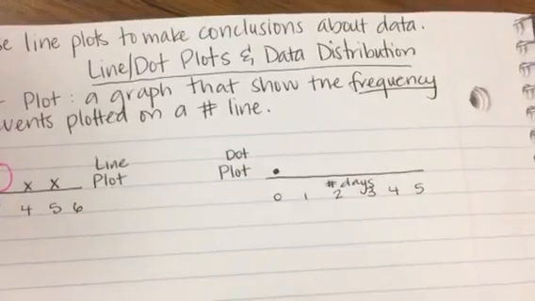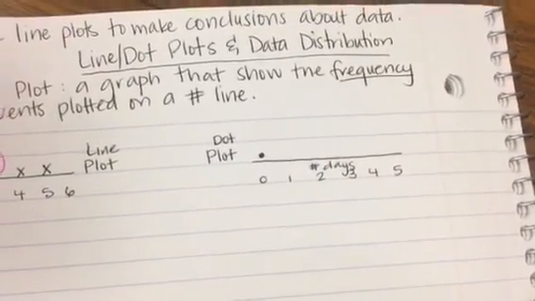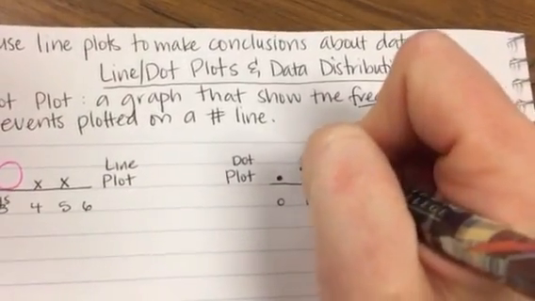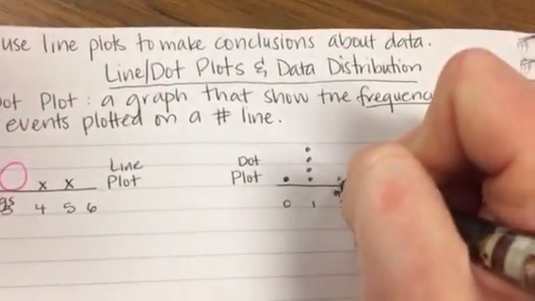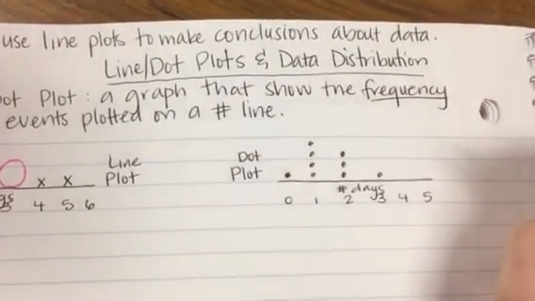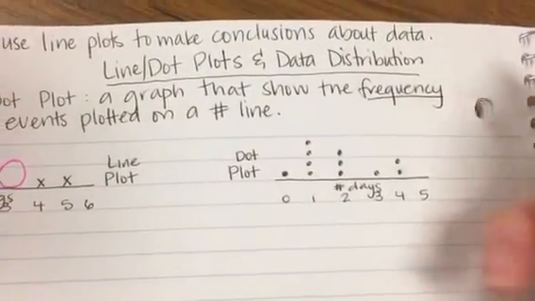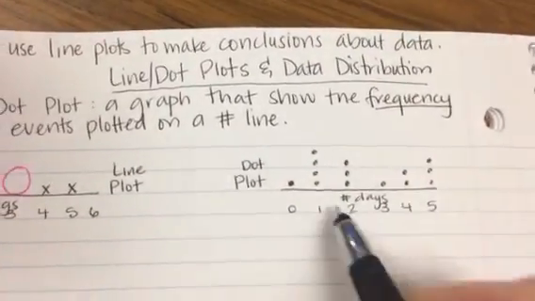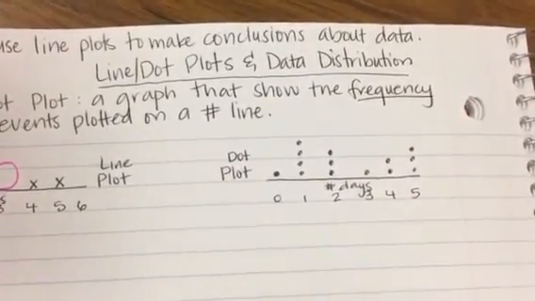Now you do have to be careful. Sometimes each X or each dot might represent a different amount, but they'll have to give you a key to show you that. Let's say that there were 4 people who missed 1 day, so we're going to put 4 dots there. There were 3 people who missed 2 days, 1 person who missed 3 days, 2 people who missed 4 days, and 3 people who missed 5 days. So this would be our dot plot for the number of days absent.